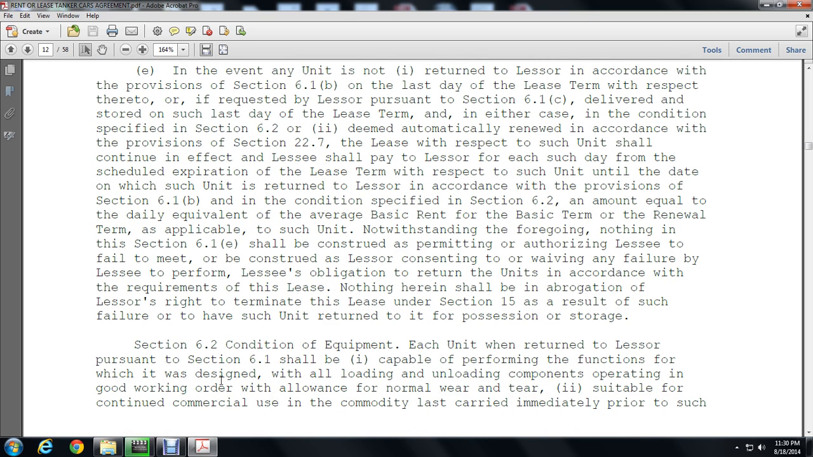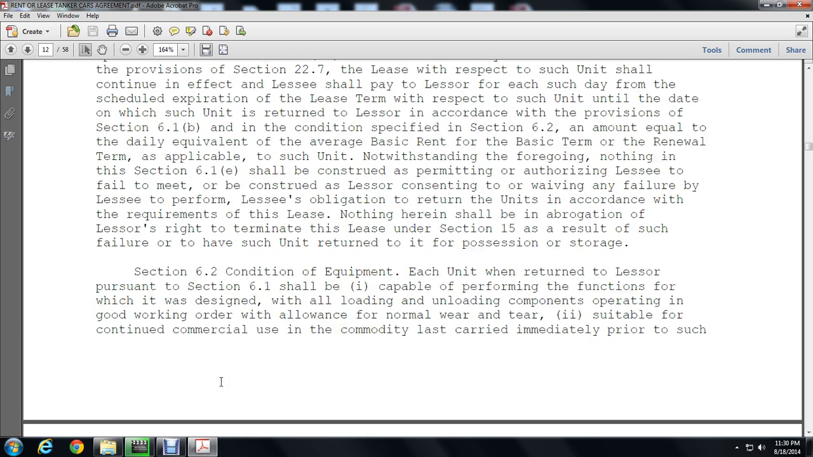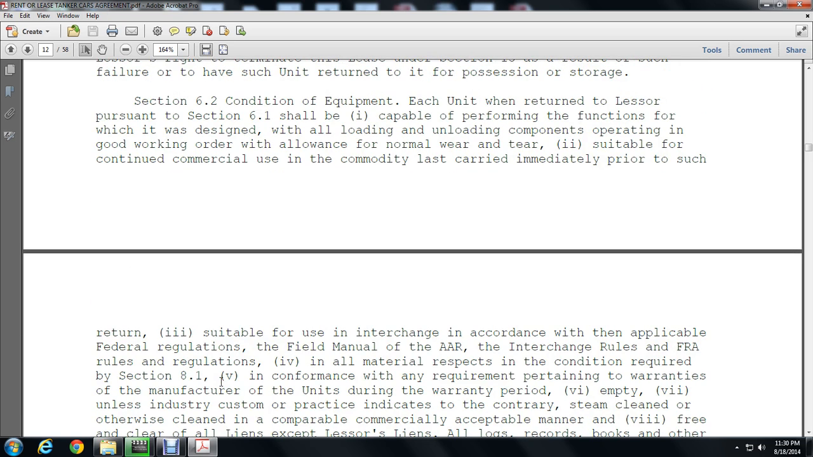6.2 Condition of the equipment. Each unit returned by the lessee to the lessor pursuant to Section 6.1(b) shall be capable of performing the functions for which it is designed, with all loading and unloading components operating in good working order, with allowance for normal wear and tear, suitable for the continued commercial use and commodity carried immediately prior to such return, suitable for use in interchange in accordance with the applicable Federal regulations, Field Manual, AAR interchange rules, and FRA rules and regulations in all material respects, and in the condition required for Section 8.1, in conformance with any requirement pertaining to the warranties of a manufacturer of the units during the warranty period.